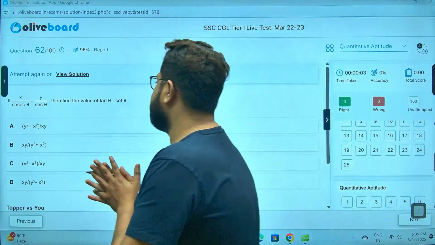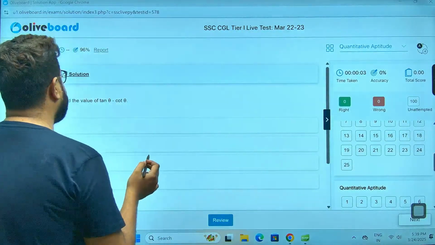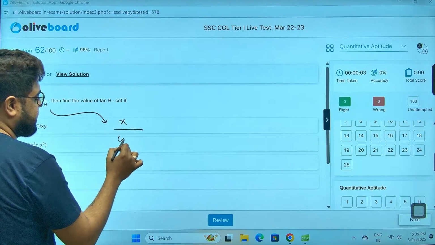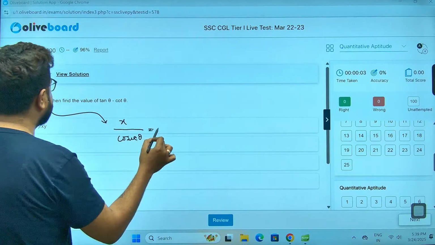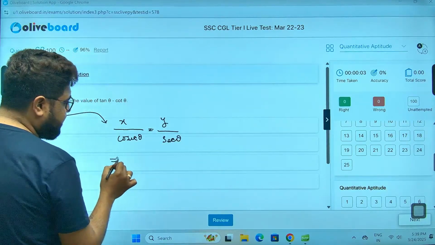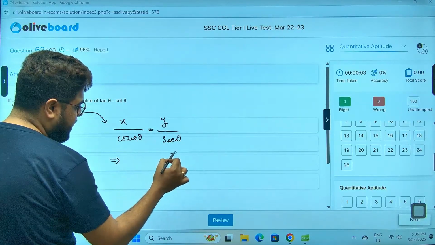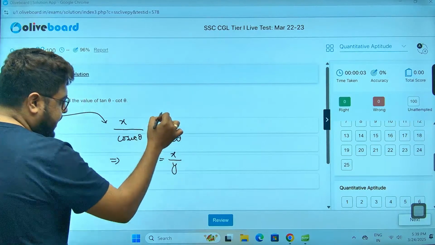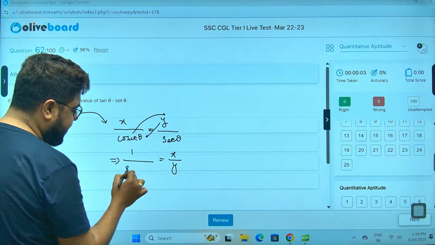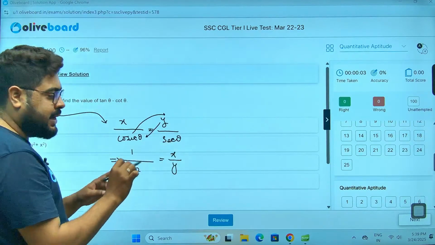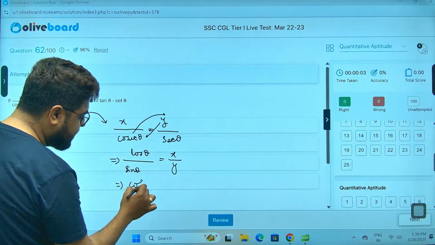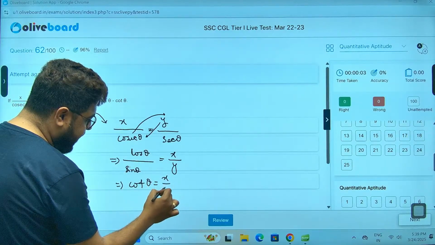So this one, cosec, cot. In this type of equation, this is called parametric form in mathematics. You can simply take x divided by y. So cosec theta will go up. Cosec theta means 1 by sin theta, and sec theta means 1 by cos theta. That means it is cot theta. That is x divided by y.